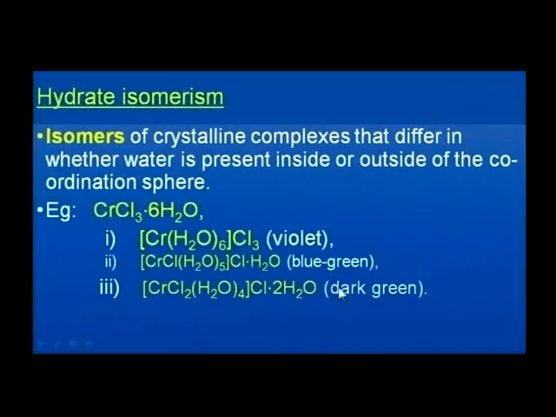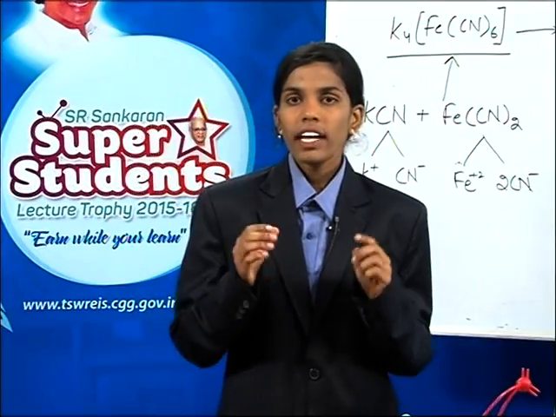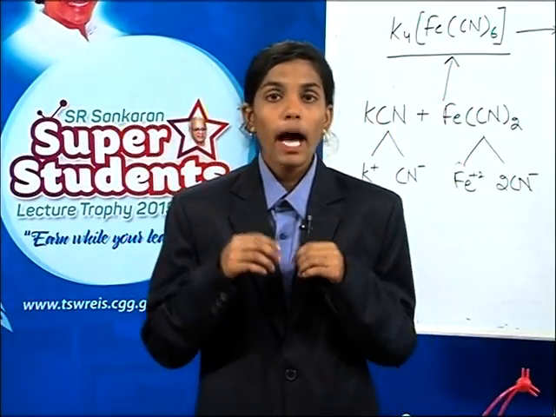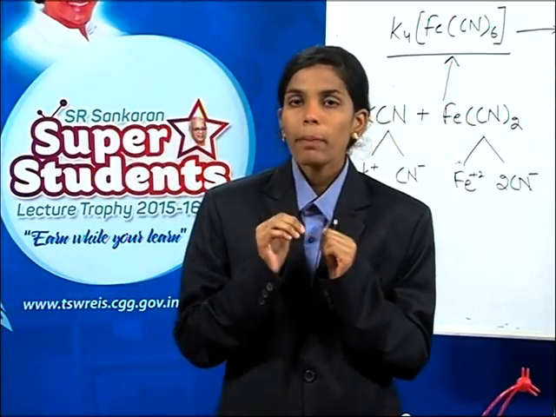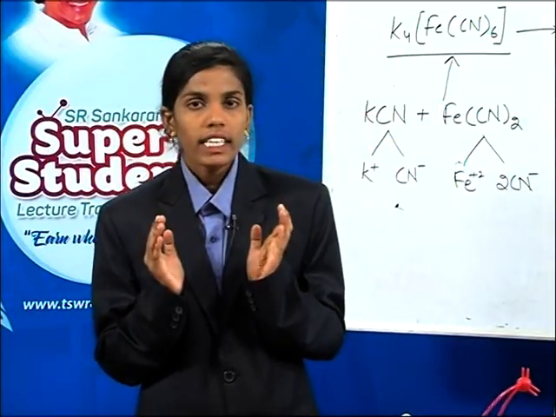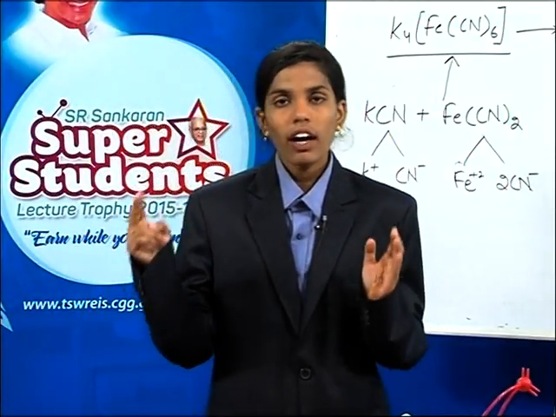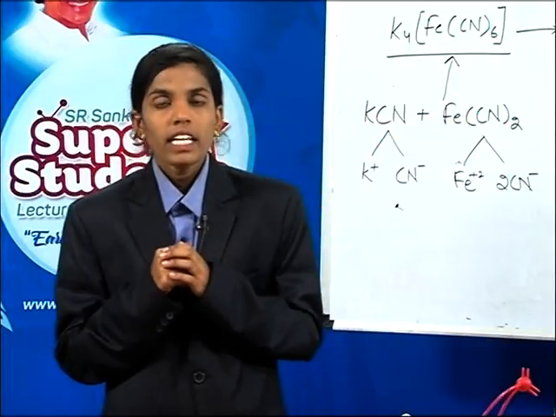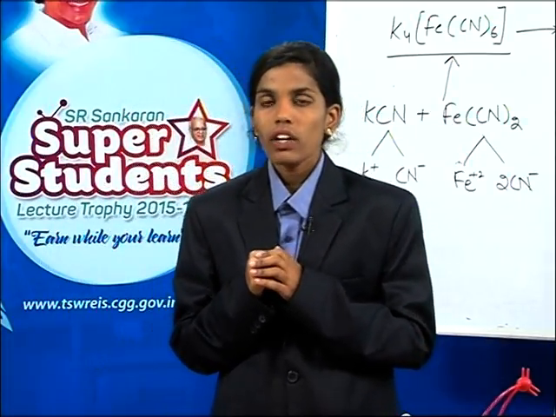Now let us see what is linkage isomerism, friends. Linkage isomerism is nothing but when a compound contains an ambident ligand. What is an ambident ligand, friends? An ambident ligand is a monodentate ligand which has 2 different donor atoms.